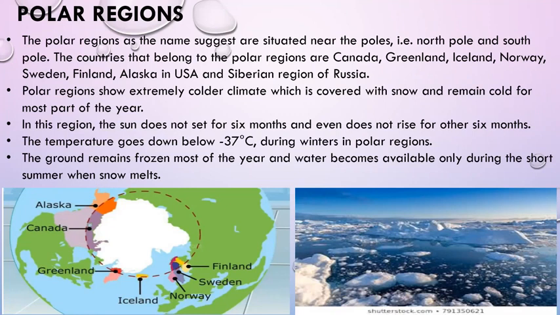The temperature may go down below -37 degrees Celsius to -40 degrees Celsius during winters in polar regions. The ground remains frozen most of the year and water becomes available only during the short summer when the snow melts. That means the availability of water in winter is 0 or nil.